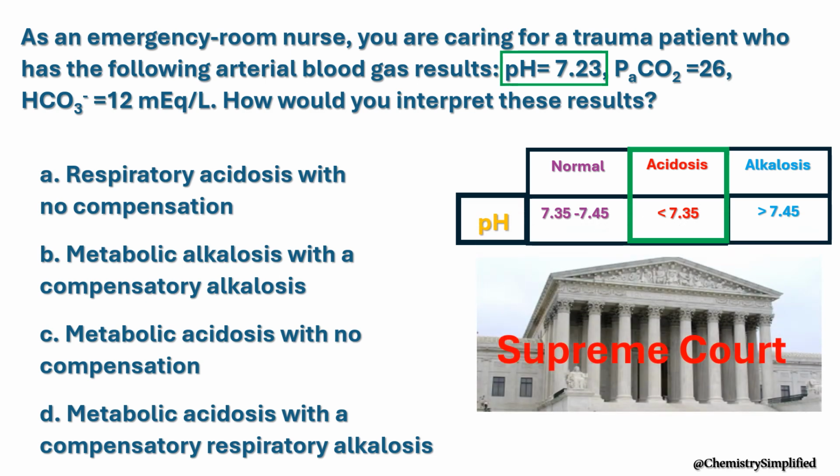And we know the pH is like the Supreme Court. It's never wrong. The pH is never wrong. So the answer has to be acidosis according to the pH. Therefore, answer B, which says metabolic alkalosis, cannot be the answer because it disagrees with the pH. So we would cross this answer out.